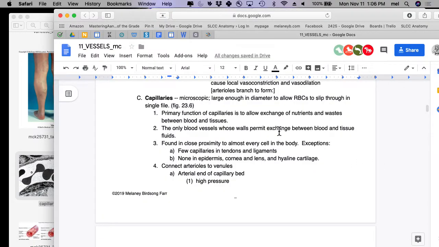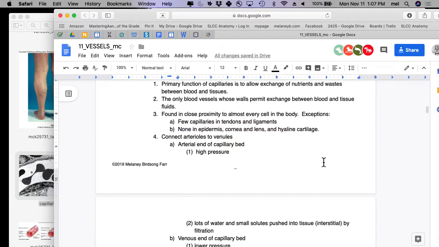Okay, and of course we know the primary function of capillaries is gas exchange, nutrient exchange, waste exchange. So you've got capillaries just everywhere in your body. There's a few places in your body that there aren't very many capillaries, and not surprisingly, those places are not very metabolically active, meaning they don't do a whole hell of a lot. They also don't heal very well if they get damaged.